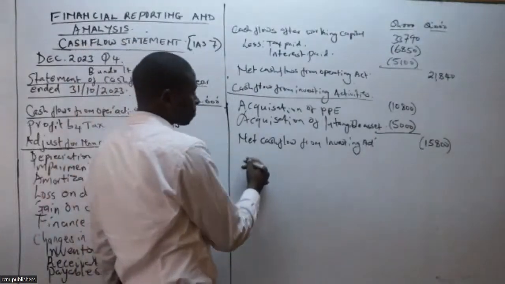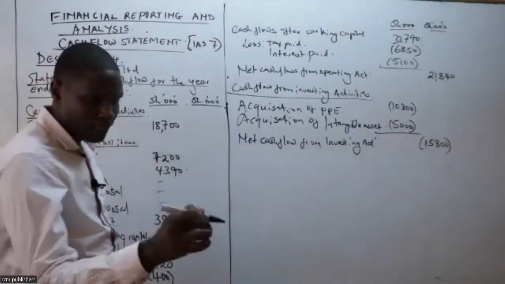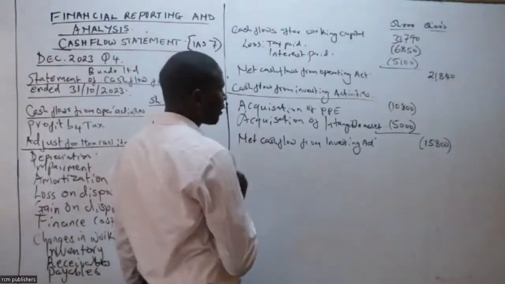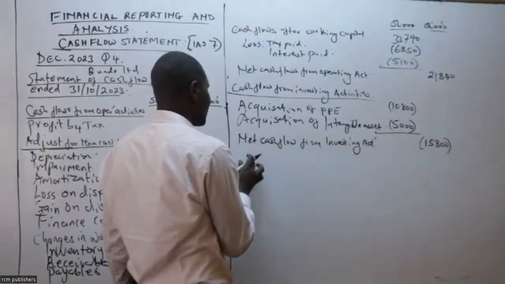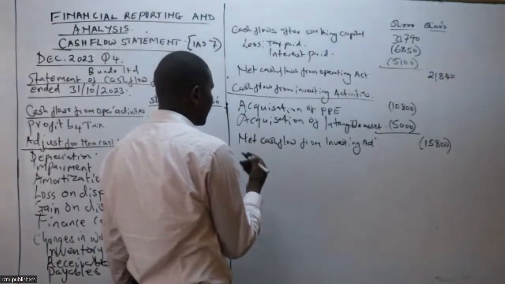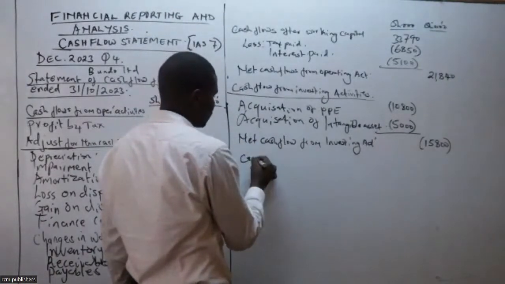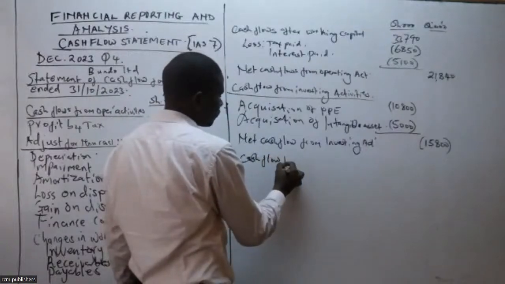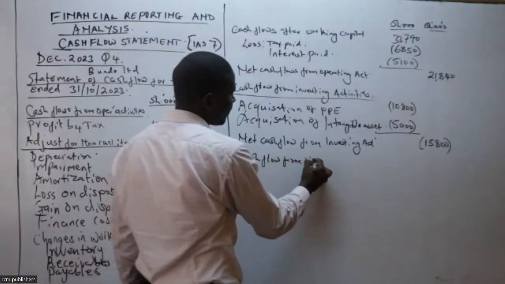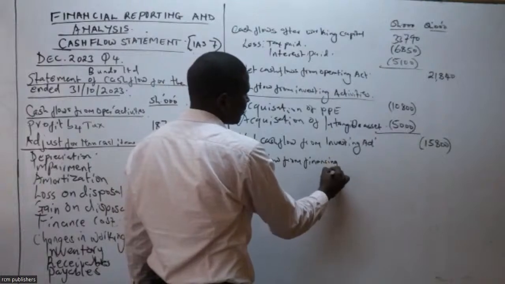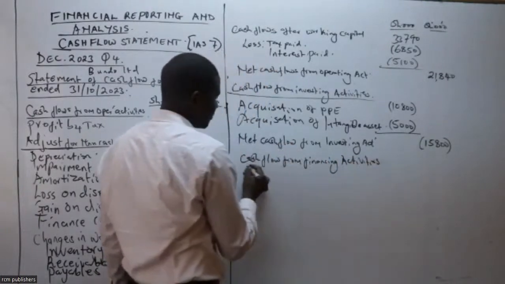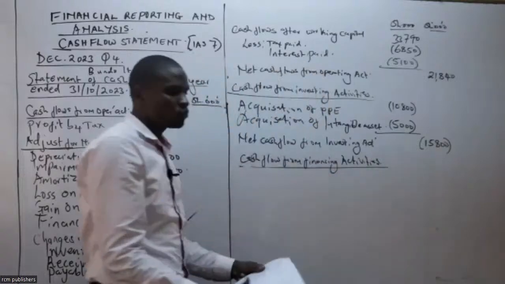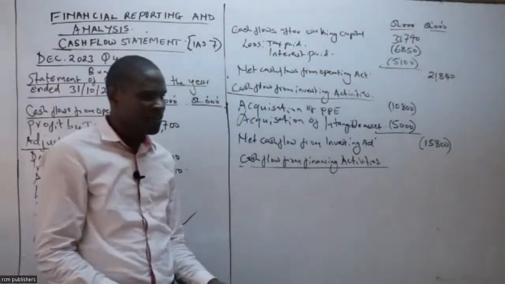Then class, we move direct to what? Let me see the time. If you keep working the way you are, we will finish. Cash flow from financing activity is our last activity. Cash flow from financing activities. This is easy. I want to show you another way to do this very fast.